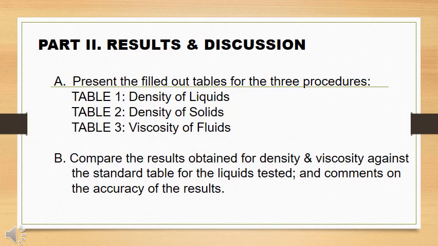The final output of our activity is Part 2, the results and discussion, in which you're going to present the filled out tables for the 3 procedures: Table 1, the density of liquids; Table 2, density of solids; and Table 3, viscosity of fluids, with the tables that we have provided. And also, you're going to compare the results obtained for density and viscosity against the standard table for the liquids tested, and comment on the accuracy of the results.